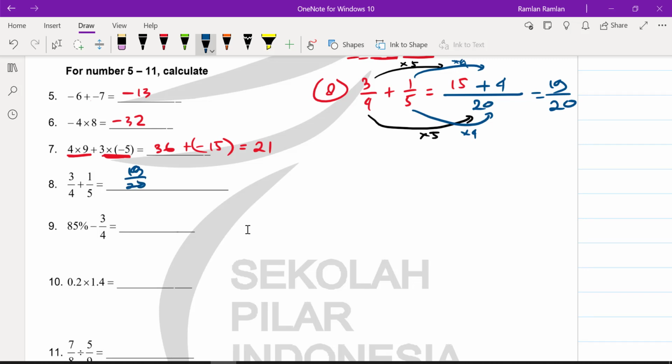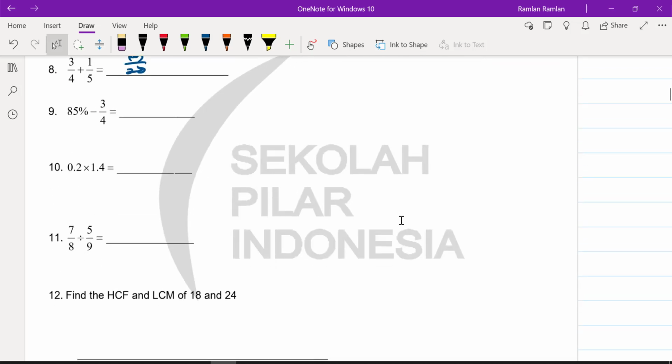Next one is number 9. So for number 9, 10, and 11, if they have different forms, like a decimal with fractions and so on, you can actually change them or convert them into another form. But just remember that it's easier for you guys to do it with the calculator first, and check the final answer first, and then you write down the process.